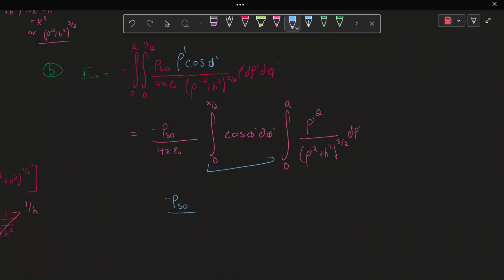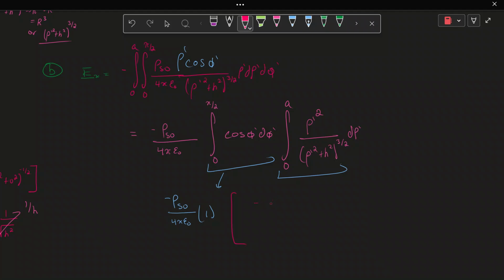Negative rho s naught over 4 pi epsilon naught times 1, right? Because sine of pi over 2 is 1, sine of 0 is 0. So we don't have to worry about it. And now we have this one. This is also in the table of integrals. And what we can then say is, I'm going to write this down because it's very, very long.